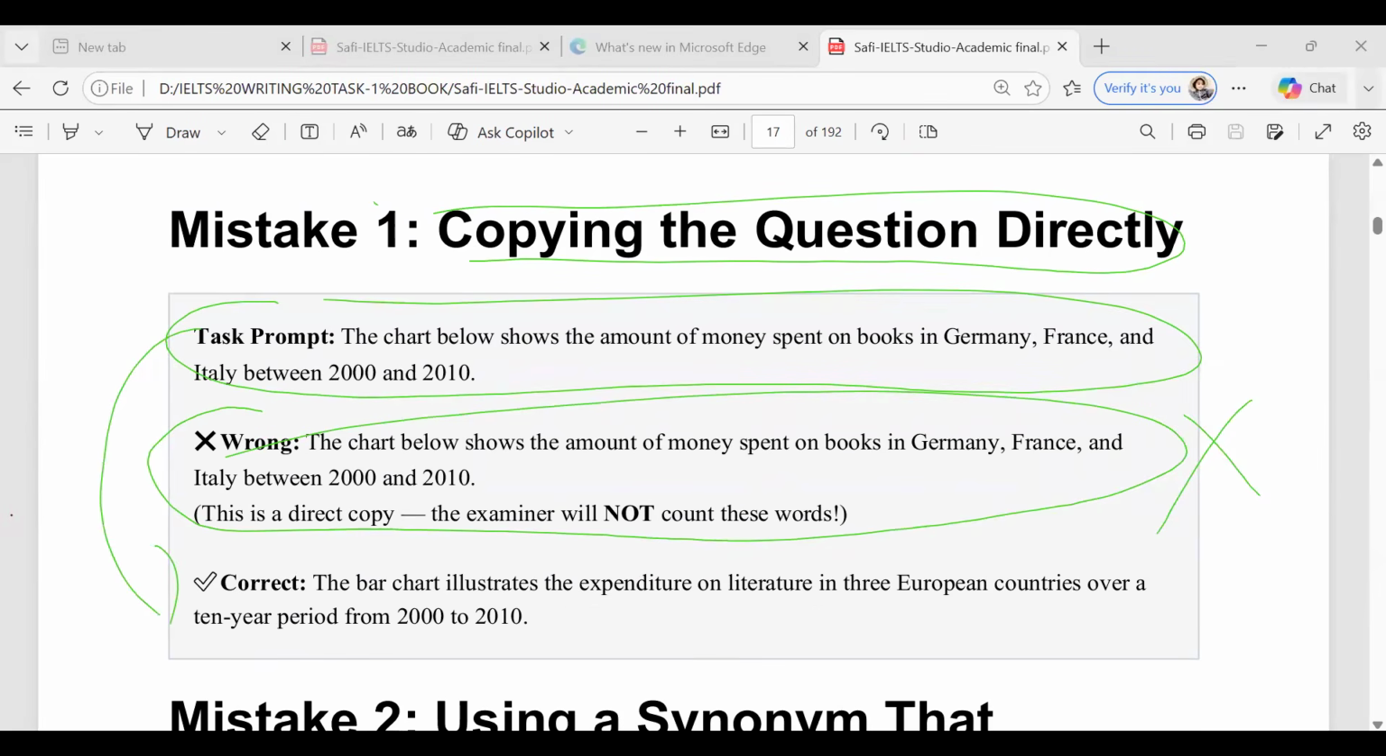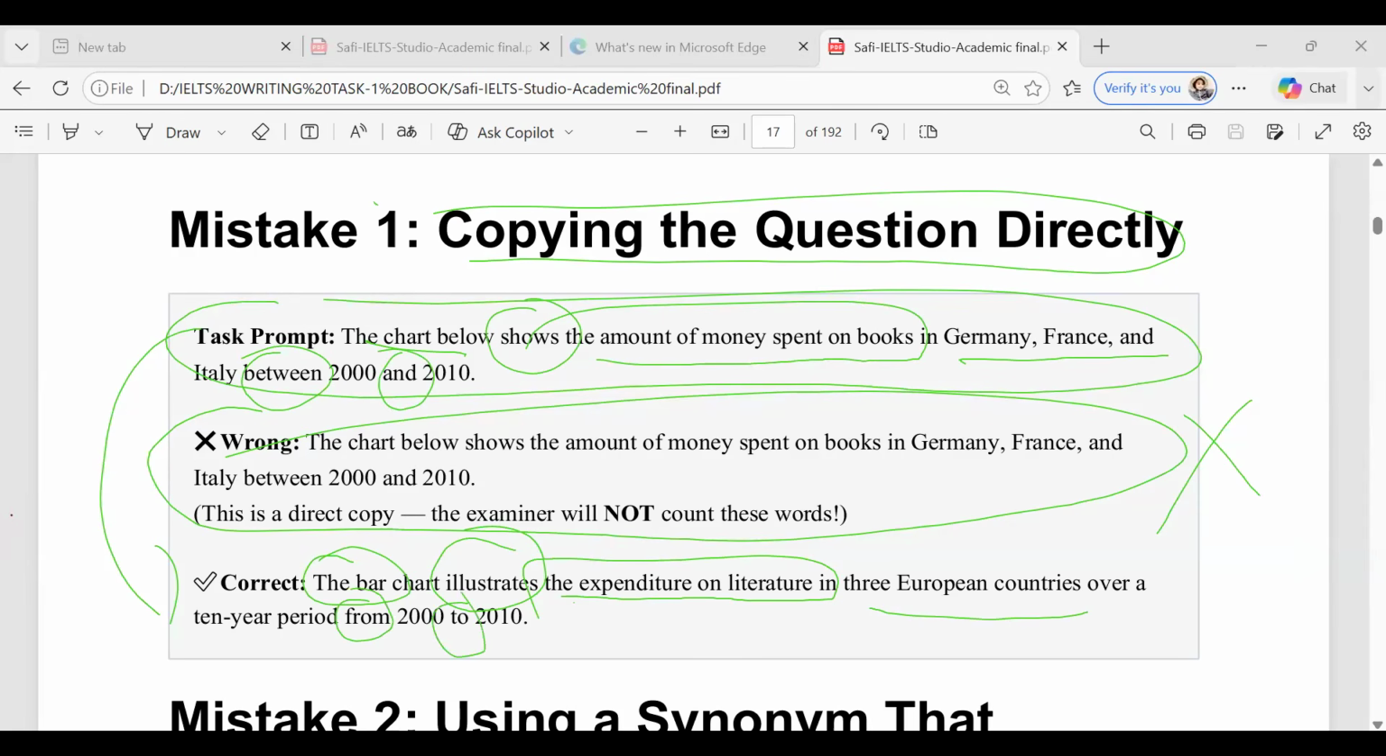जैसे यहाँ पे चार्ट लिखा है तो मैंने चार्ट की जगह क्या लिख दिया, bar chart. यहाँ पे शोज है तो मैंने क्या कर दिया, illustrates. The amount of money spent on books, so we say the expenditure on literature. In Germany, France, in 3 European countries, they have written between and, so I changed it from between to among. So all 5 points are mentioned here. Point number one, name of the graph. Number two, verb. Number three, what, जो subject है. Number four, where. Number five, when.